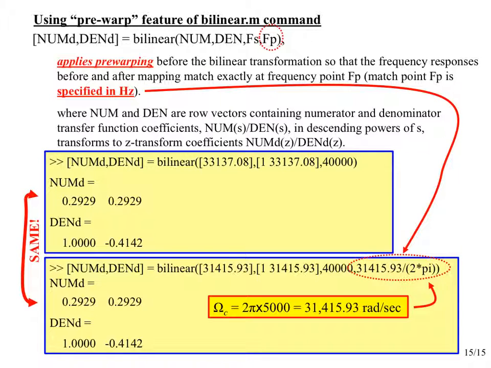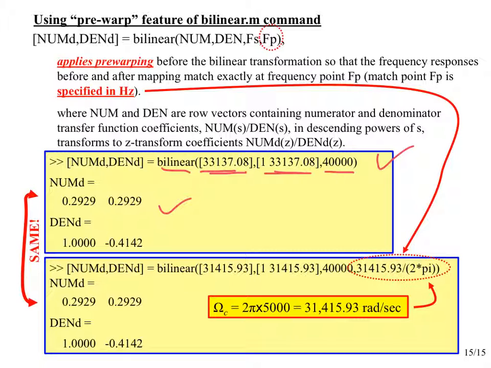And just to show how MATLAB allows you to do this very easily, you don't even have to do the pre-warping. It will do the pre-warping for you. It's built right into this bilinear transform command. So this first box shows us the original way that we did it. We did the pre-warping so that we got the 33,000, and we only needed to put 3 things in: numerator coefficients, denominator coefficients, and sampling rate. Then we ran bilinear, and we got our discrete time coefficients.